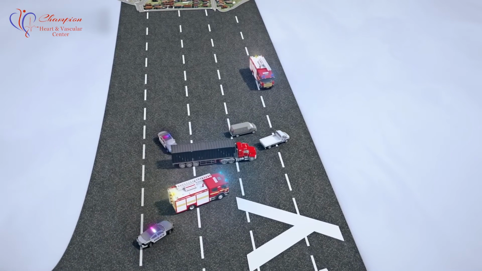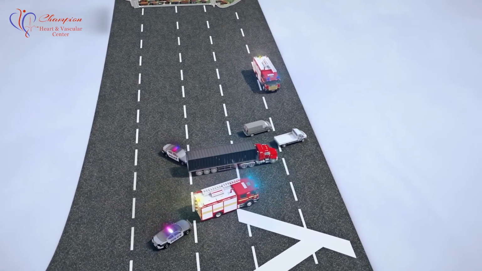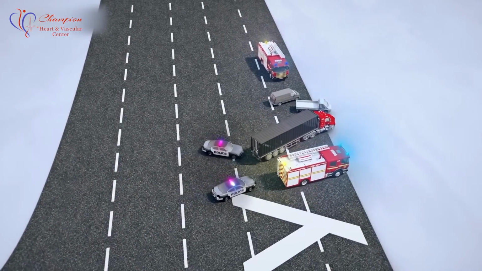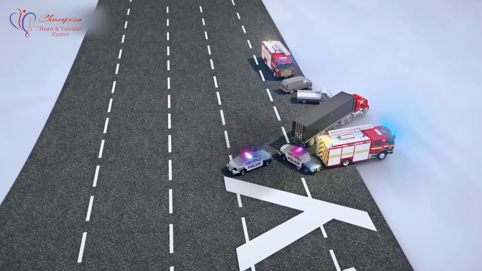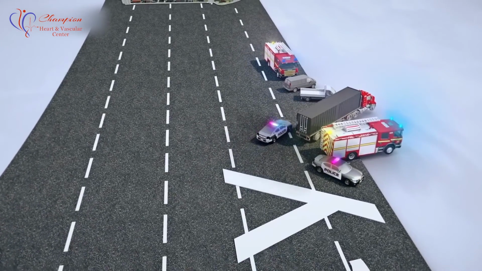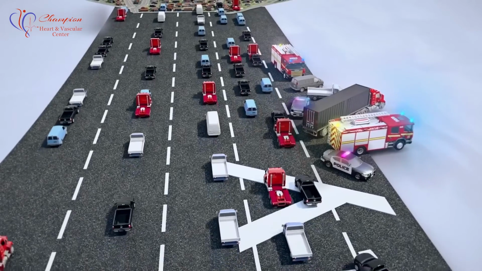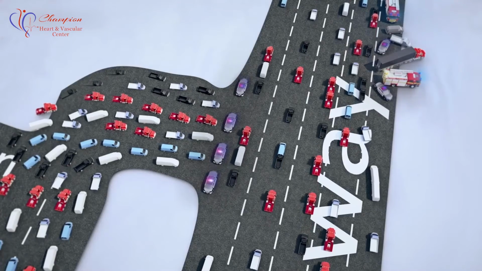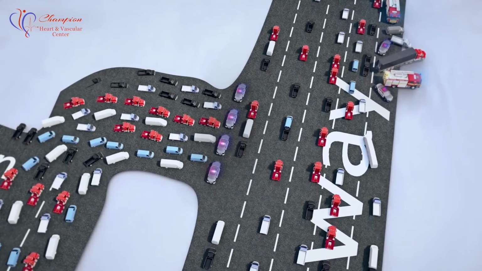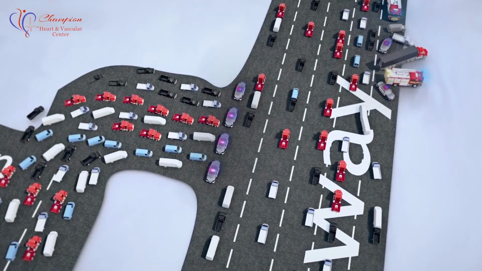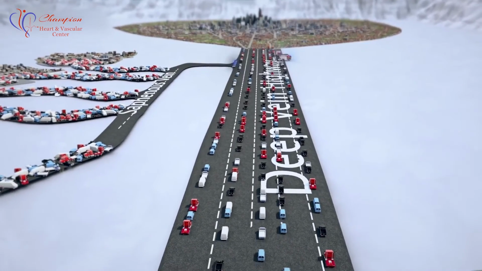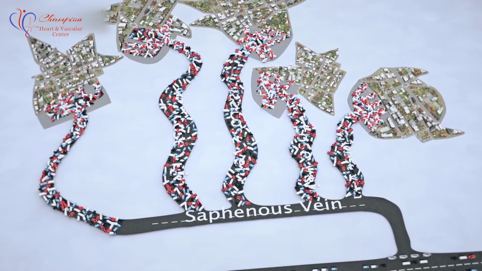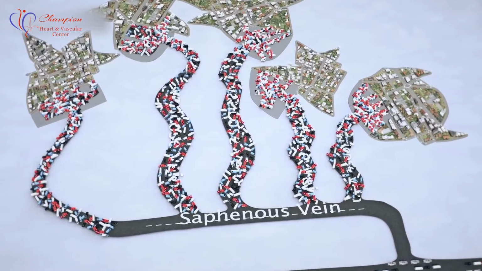There are two ways to fix the problem and redirect all of the cars back in the right direction. The first is to open more lanes on the highway. We widen the deep vein highway by performing deep vein procedures. But widening the highway is often not necessary. The second way would be to close saphenous street. When saphenous street is closed, all of the traffic remains on Deep Vein Highway. This relieves the pressure on varicose vein streets and spider vein driveways.